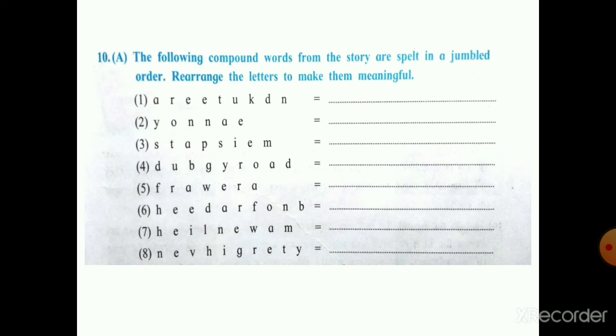Then see what we have to do. Letters are given here of a particular word and they are not in the proper order. We have to arrange these letters in the proper order and make a meaningful word.